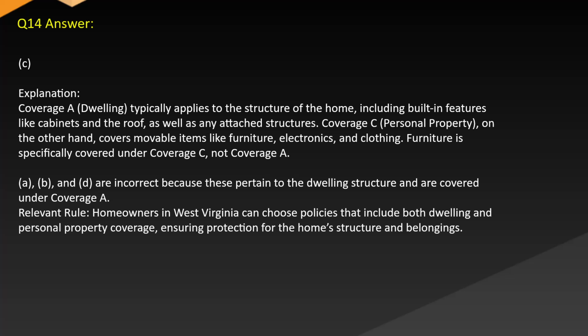Answer: C. Explanation: Coverage A, dwelling, typically applies to the structure of the home, including built-in features like cabinets and the roof, as well as any attached structures. Coverage C, personal property, on the other hand, covers movable items like furniture, electronics, and clothing. Furniture is specifically covered under Coverage C, not Coverage A. A, B, and D are incorrect because these pertain to the dwelling structure and are covered under Coverage A.